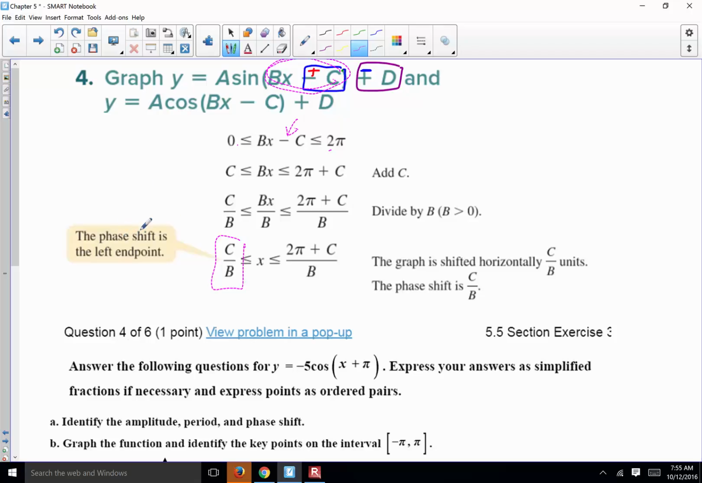We call this phase shift. Phase shift happened, either a right shift or a left shift. We don't know, it depends on the values of c and b. But it shifted, not 0 anymore. And the period also changes to this value. This is the new period.